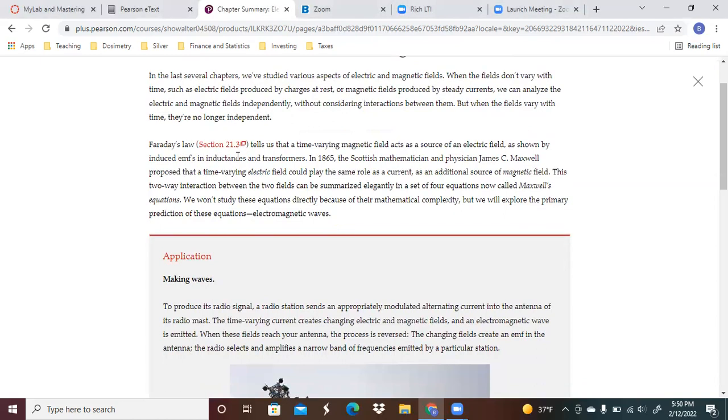So again, you may remember from Faraday's law telling us that a time varying magnetic field, in other words, a magnetic field that changes over time, acts as a source of an electric field, as shown by induced EMF in inductances and transformers. So in 1865, a mathematician and physicist, James C. Maxwell, proposed that a time-varying electric field could play the same role as a current as an additional source of a magnetic field. In other words, you vary a magnetic field, you get an electric field, you vary an electric field, you get a magnetic field. That's what he's driving at.